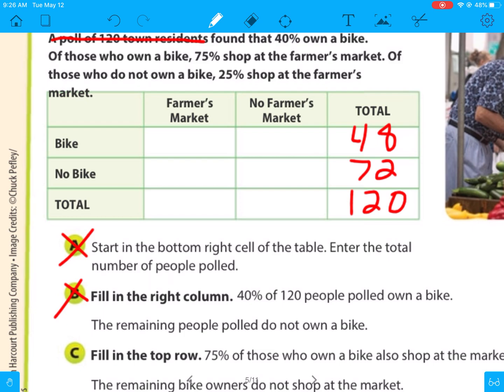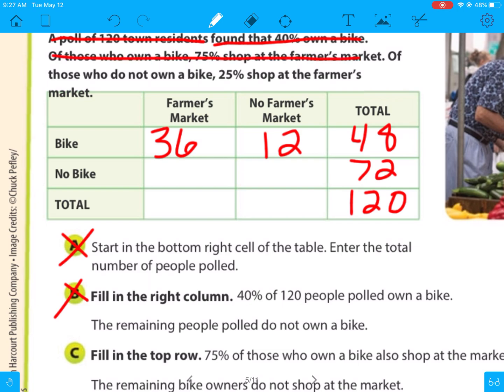Now we can fill in the top row. So there's the 40% who own a bike. Of those who own a bike, so we're only going to be talking about those 48, 75% shop at the farmer's market. So you're going to multiply 0.75 times 48, and that gets you 36. Now, same thing, it's going to be 36 plus whatever the no farmer's market equals the total, or 48 minus 36, which would be 12.